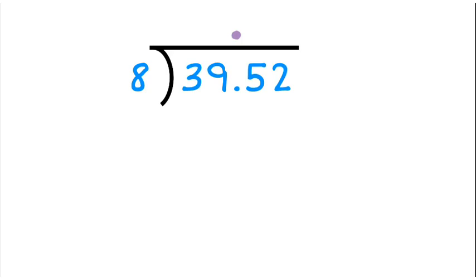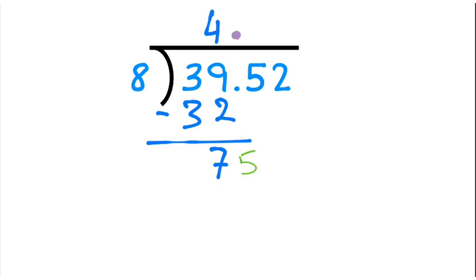So can I divide 8 into 3? So if I just look at that, I can't. So instead I say to myself, can I divide 8 into 39? And yes, I can. I know 8 times 4, put that above the 9, 8 times 4 is 32. So I am going to subtract 32 from 39, which leaves me with 7. I will then bring down the 5.